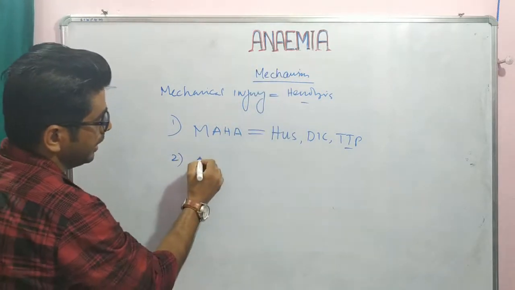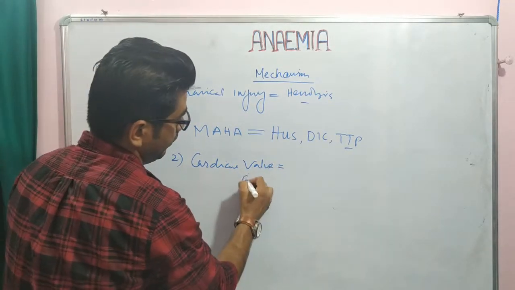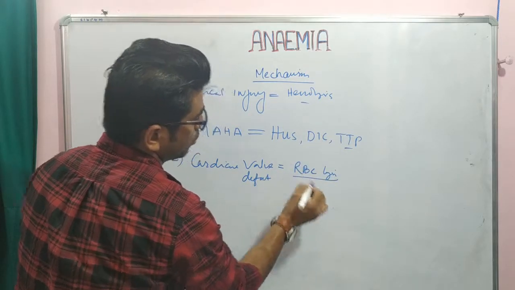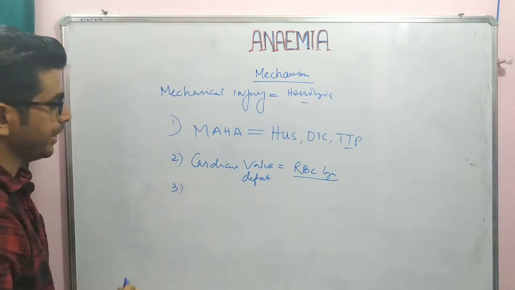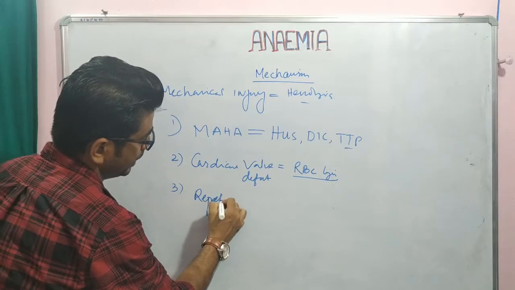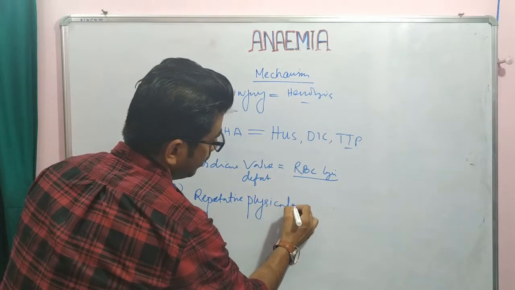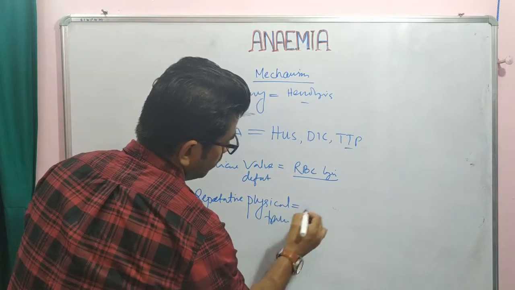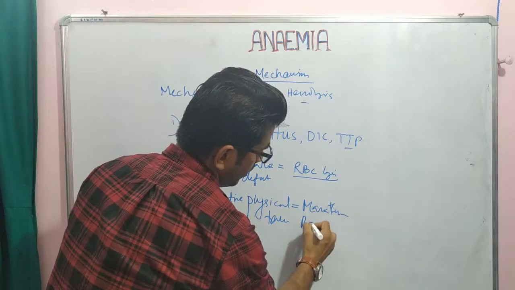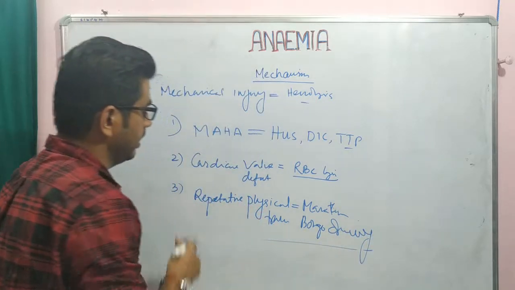Number two is the cardiac valve defect. If there is any cardiac valve defect, there will be mechanical trauma to RBC, lysis. So there will be hemolysis and anemia. And number three is repetitive physical trauma. We know in case of marathon running, we will get repetitive injury to the RBC, and bongo drumming will get repetitive physical trauma.